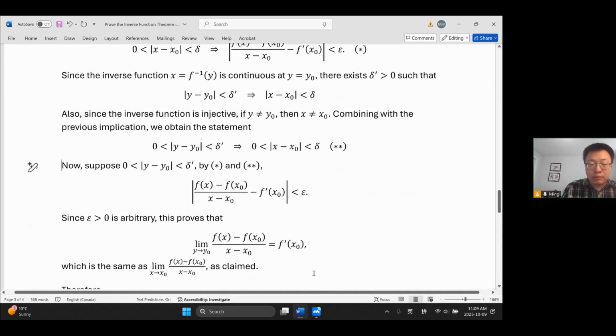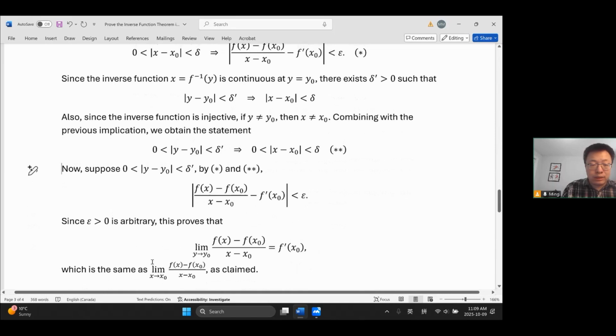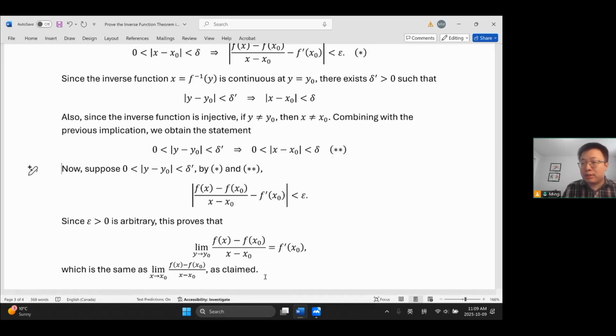To summarize, what we managed to show is, since epsilon is arbitrary, this proves that the limit of the difference quotient as y goes to y naught is f prime of x naught, which is exactly the same as the limit of the difference quotient as x goes to x naught. So this justifies the swapping of the limit subscript as claimed. So at this point, the proof is essentially finished. Let's just write a few concluding sentences to wrap this up.